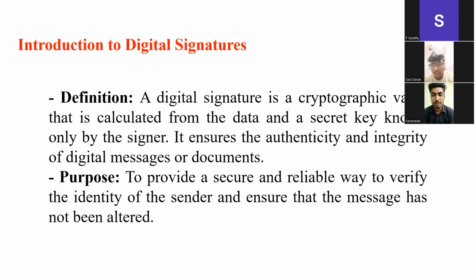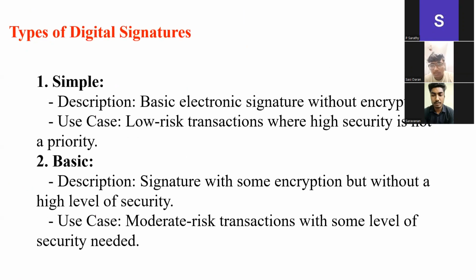Definition of digital signature. A digital signature is a cryptographic value that is calculated from the data and a secret key known only by the signer. It ensures the authenticity and the integrity of digital messages or documents. What is the purpose? To provide a secure and reliable way to verify the identity of a sender and ensure that the message has not been altered. The main purpose is to secure the data.